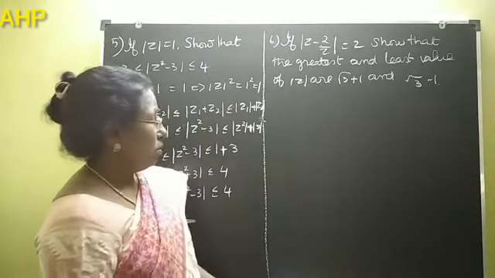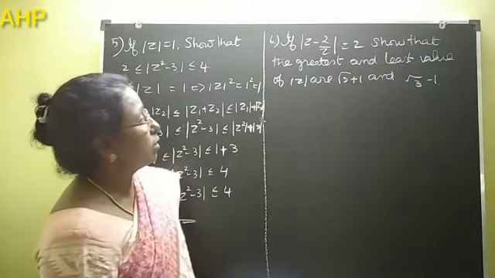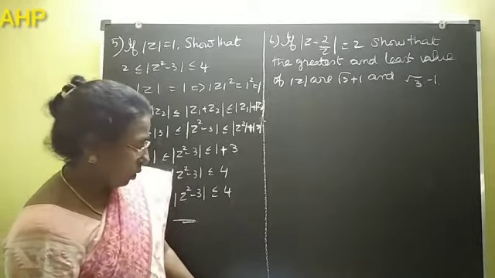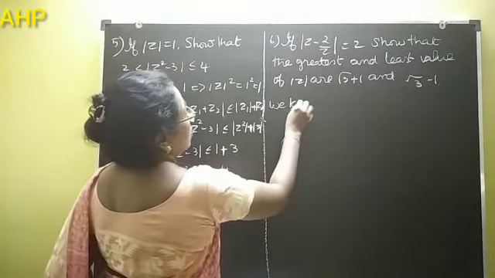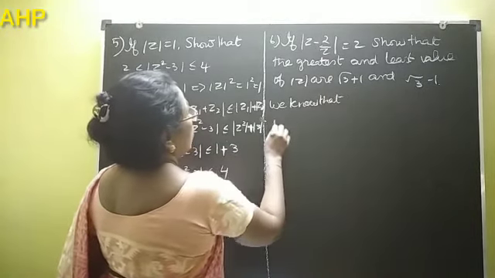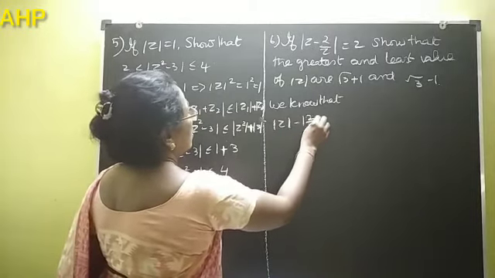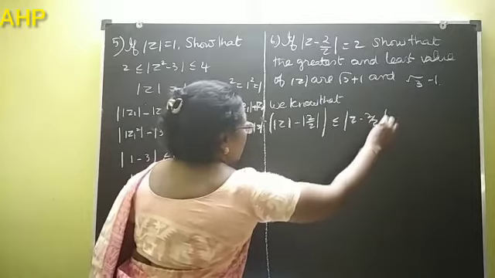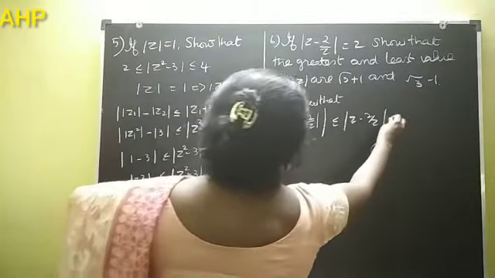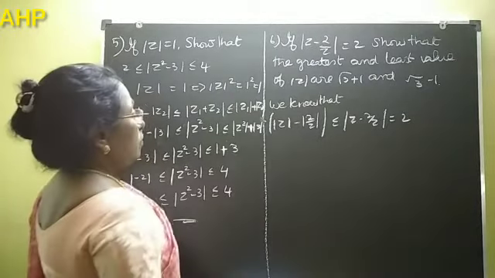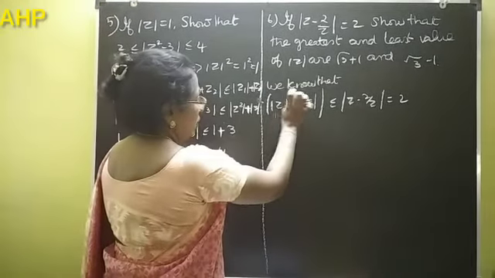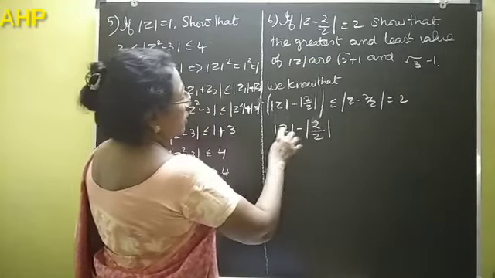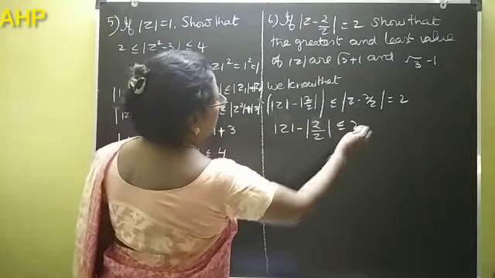In the next question, if modulus of Z minus 2 by Z is equal to 2, show that the greatest and the least values of modulus Z are root 3 plus 1 and root 3 minus 1. So we know that modulus Z minus modulus 2 by Z is less than or equal to modulus of Z minus 2 by Z, which is equal to 2, given. So this implies modulus Z minus modulus 2 by Z is less than or equal to 2.